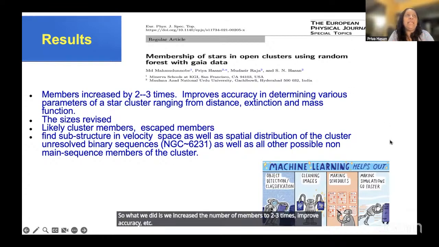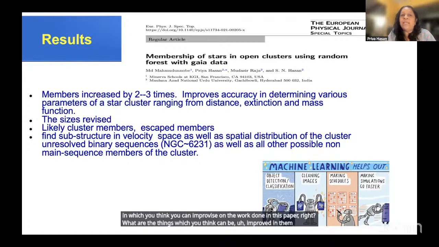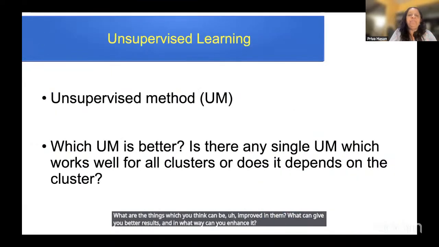One typical Capstone project one can do is to have a look at this paper and run it for some other clusters, right? See what kind of values you get, and see in what ways you think you can improvise on the work done in this paper. What are the things which you think can be improved? What can give you better results? And in what way can you enhance it, right?